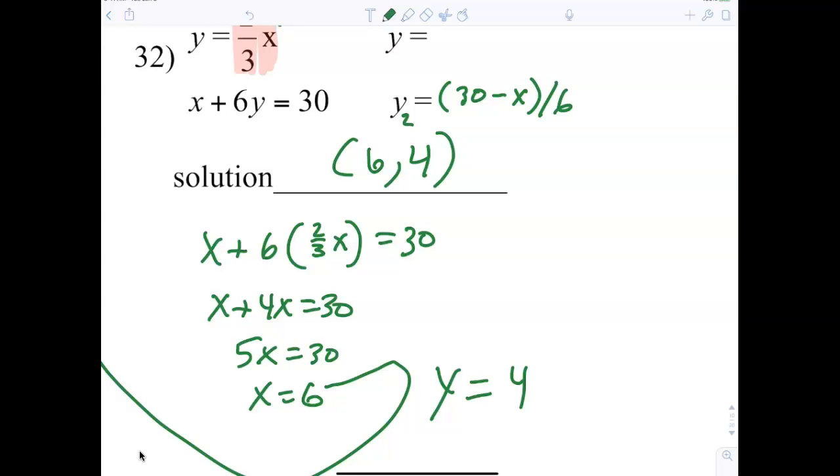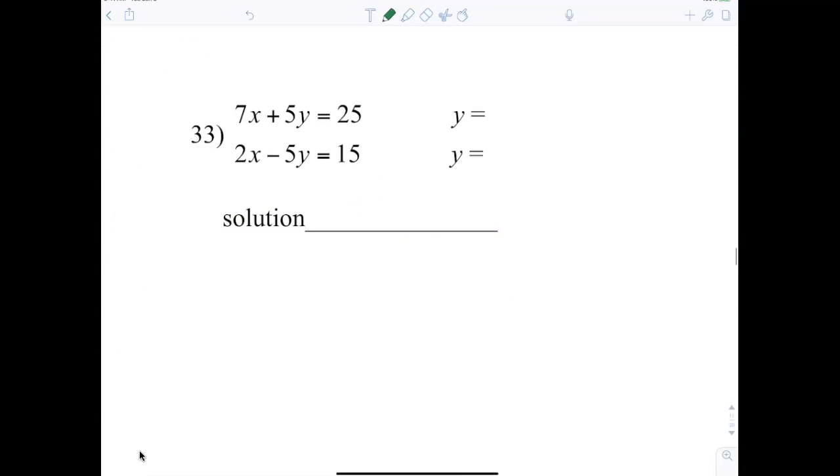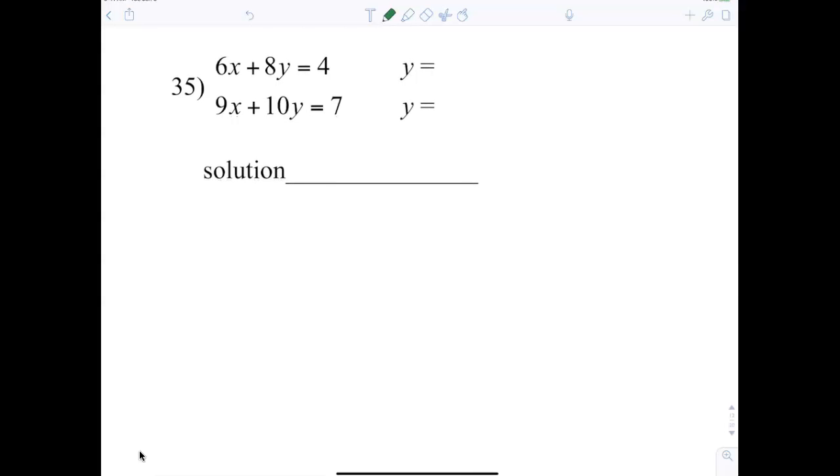Anybody have any questions with 32 now? 35. Let's everybody take a look at 35. Yeah, that's a good example. Good job. The reason why this one's the hardest one possible is because you have to multiply both of them. All right? So here we go. Let's take a look at this now. 4. All right? 3.